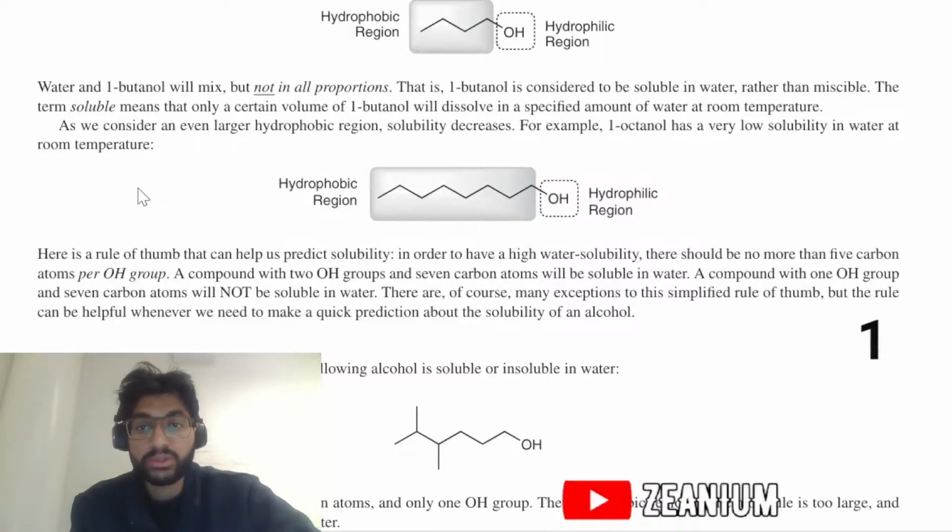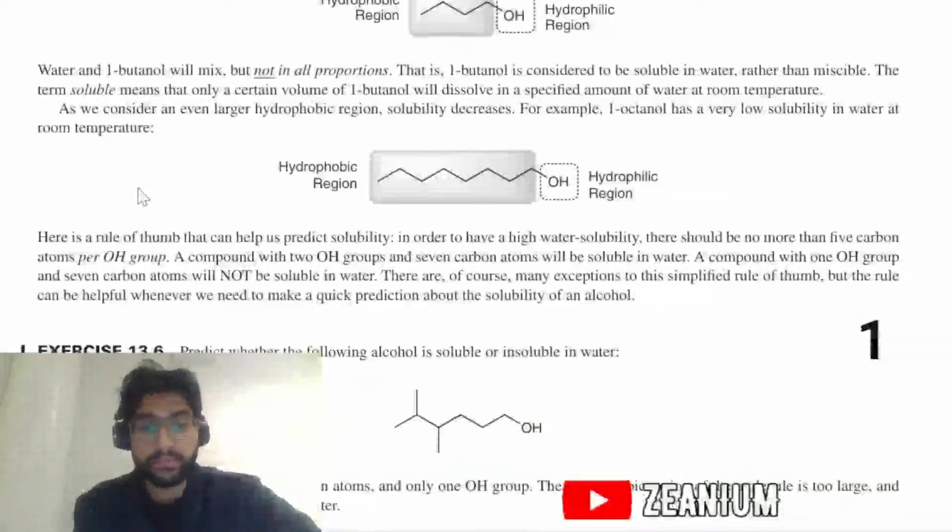Water and 1-butanol can be mixed, but not in all proportions. That is, 1-butanol is considered to be soluble in water, rather than miscible. The term soluble means that only a certain volume of 1-butanol will dissolve in a specified amount of water at room temperature. As we consider an even larger hydrophobic region, solubility decreases.